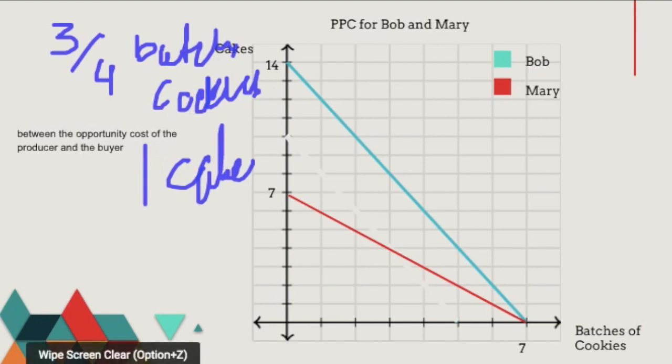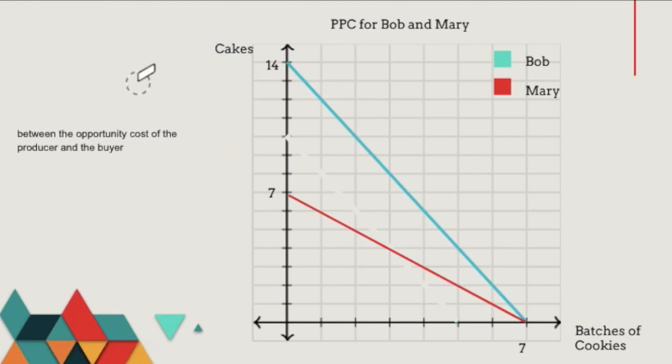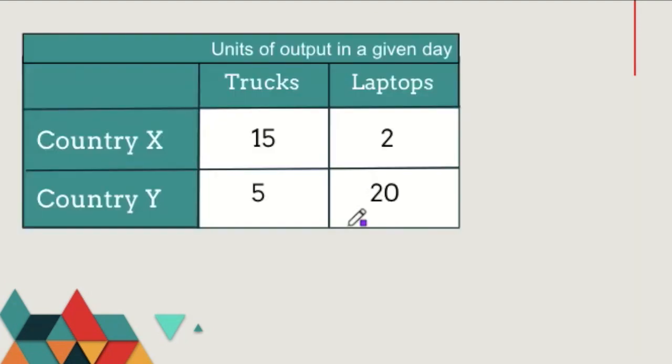In summary, the price you'll set that makes both sides happy is going to be between the opportunity cost of the producer and the opportunity cost of the buyer. Now let's do one more example of setting terms of trade. Let's bring back country X and country Y for this question. In the previous slides, we figured out the opportunity cost for each.